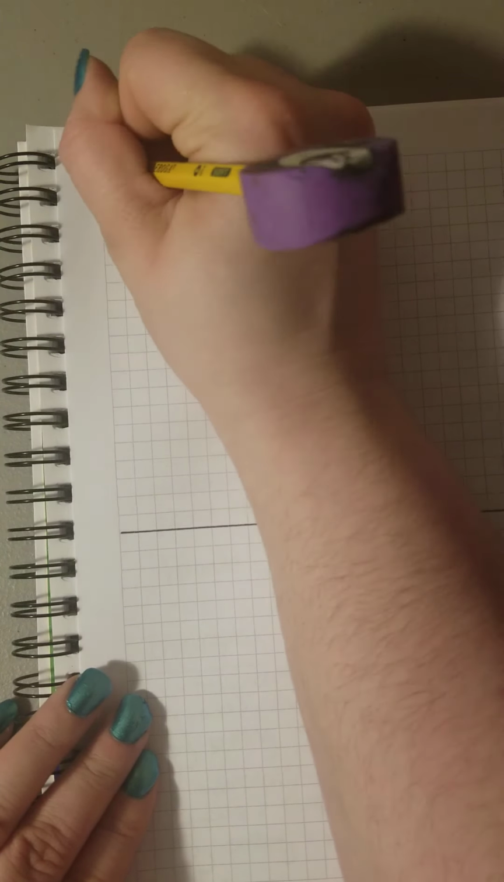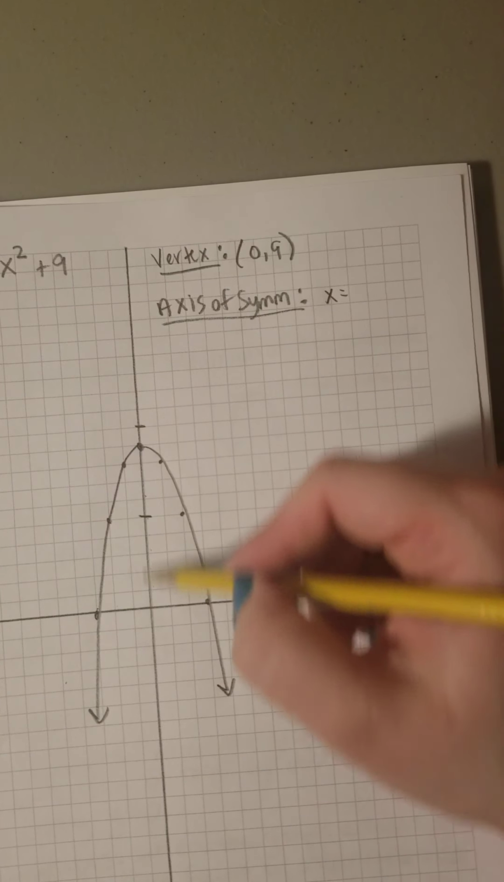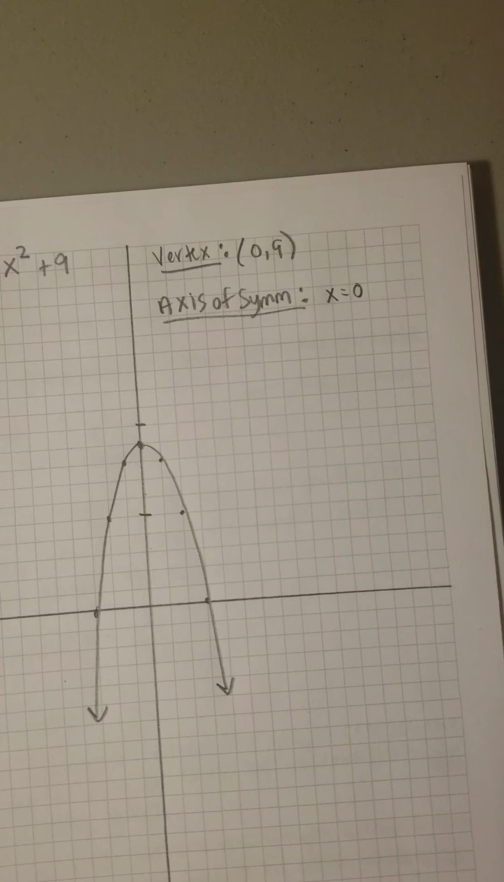Now this time I've got a parabola that opens down. Not much changes though. I'm going to still start with my vertex. My vertex this time is a maximum. It's the top value instead of the bottom value, but it's still this point right here. So this point happens at 0, 9. And if I take a look at the axis of symmetry, x equals what number? Well, x equals 0. It's also the y-axis.